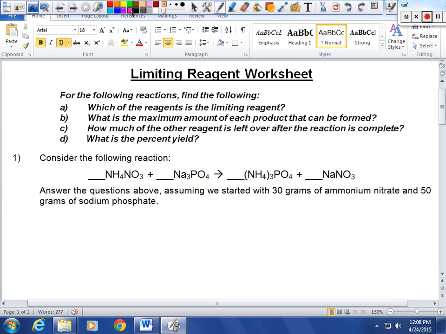So, which of the reagents, again, we don't like the word reagent, is a reactant? And B, this is the part we're going to change a little bit. It says, what is the maximum amount? Now, what does maximum mean? The most. So if I gave you all these ingredients to go make me cookies, how would you explain what is the maximum amount of? This is how many cookies you can make, right?